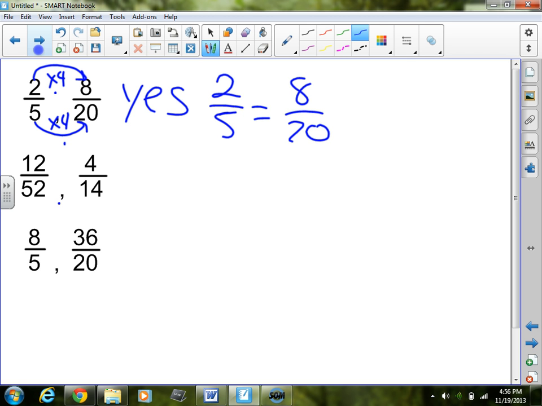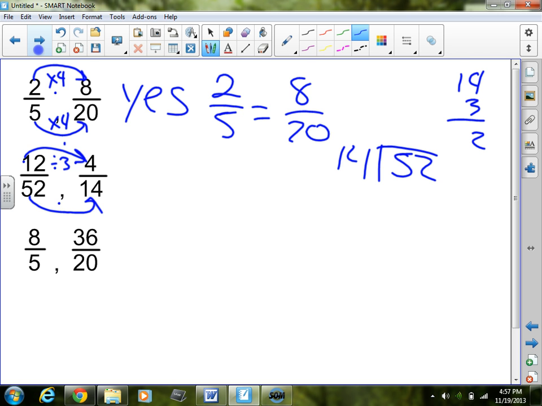Next one right here. How do I go from 12 to 4? Well, I would divide by 3. So right here, 52 to 14. Let's see what I do. I don't have that off the top of my head, so let's try it out. 52 divided by 14. Well, 14 times 2 is 28. 14 times 3 is going to be 42, we're going to subtract and get 10.